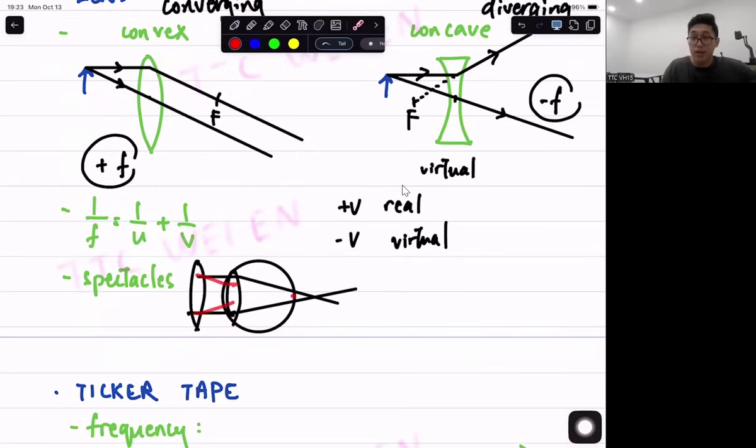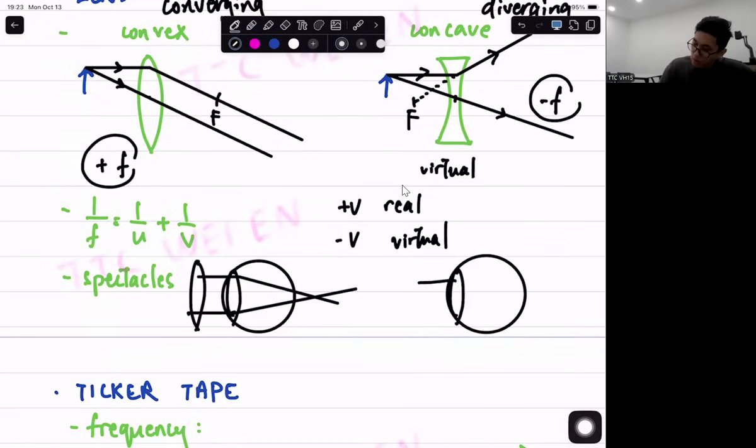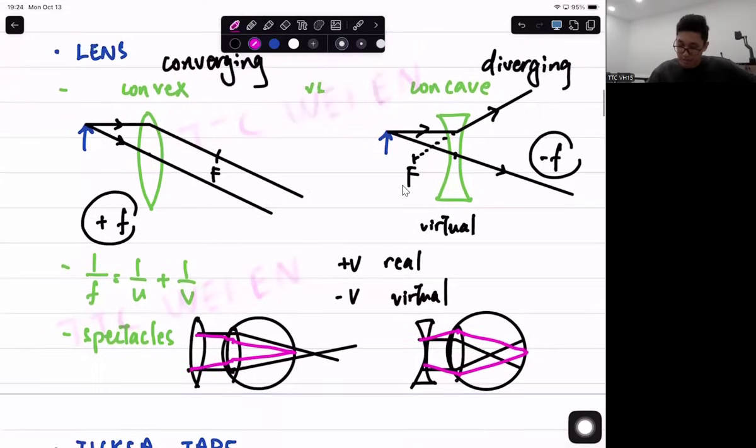Inwards so that you can meet on the retina, okay? But if your eyes focus too much already, then I need a lens to spread it out. So how to spread it out? I will use a concave. Yeah, concave, then it'll help to spread it out like that. So it'll fall on the retina. This one have to focus a bit, so it'll fall on the retina. Okay, so that's for spectacles lah.